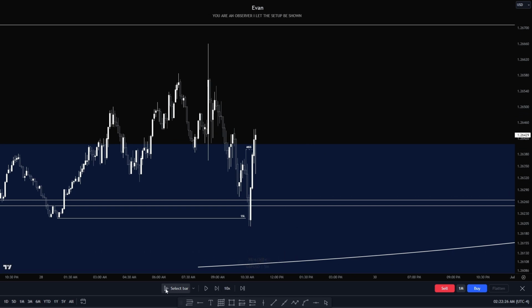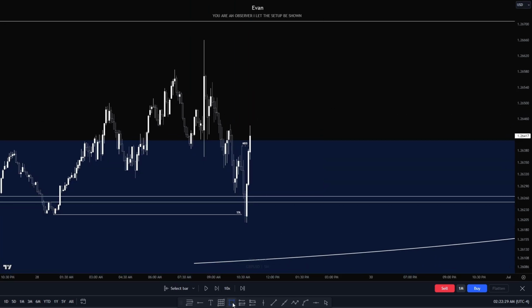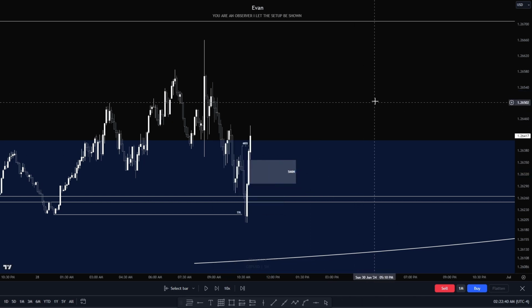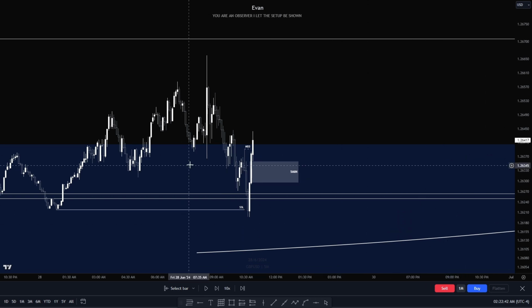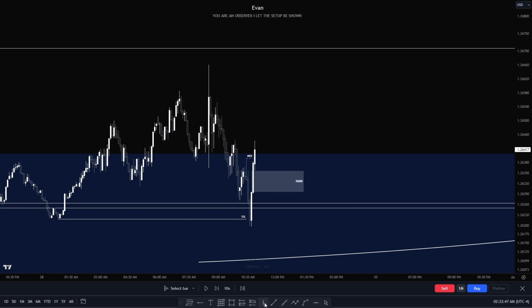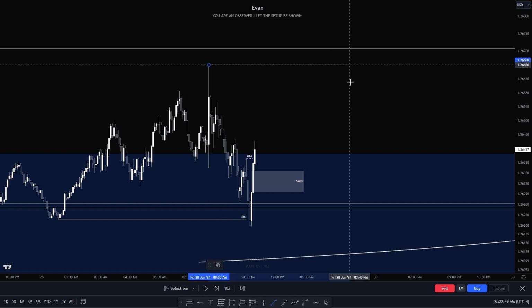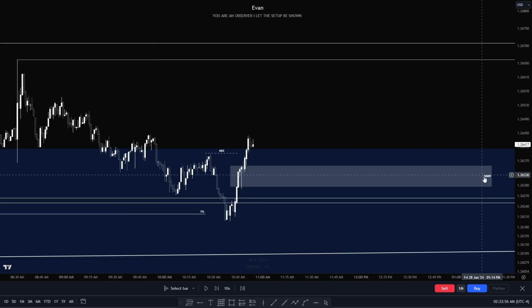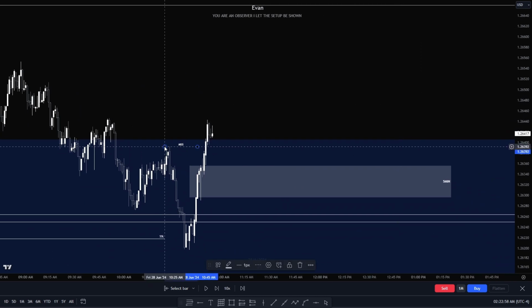Okay, so let me go back. Oops. Okay, and what did that leave us? A 5-minute fair value gap. So mark that out as a 5-minute. Okay, now what's the next step? Well, mark out this high. And then we zoom into the 1-minute and try to look for our internal model.